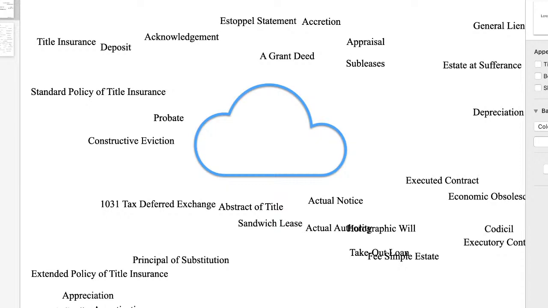Write down 5 words you learned this morning. Everybody go. Write down 5 words you learned this morning.